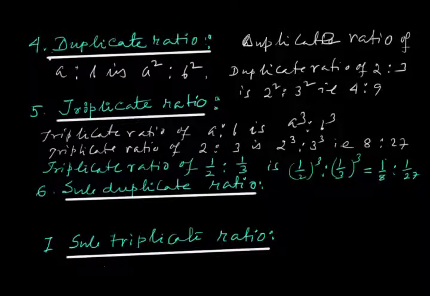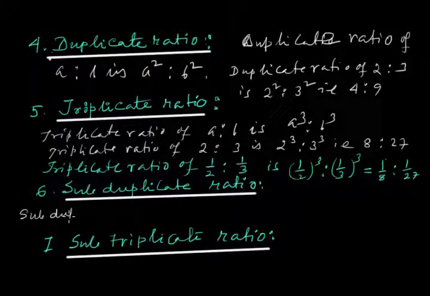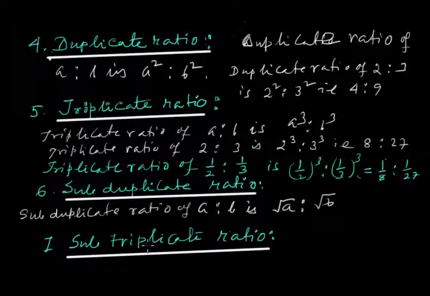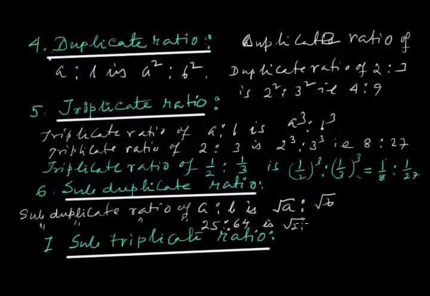Sub-duplicate ratio. Now the sub-duplicate ratio of A is to B is square root of A is to square root of B. So sub-duplicate ratio of 25 is to 64 is square root of 25 is to square root of 64, which is equal to 5 is to 8.